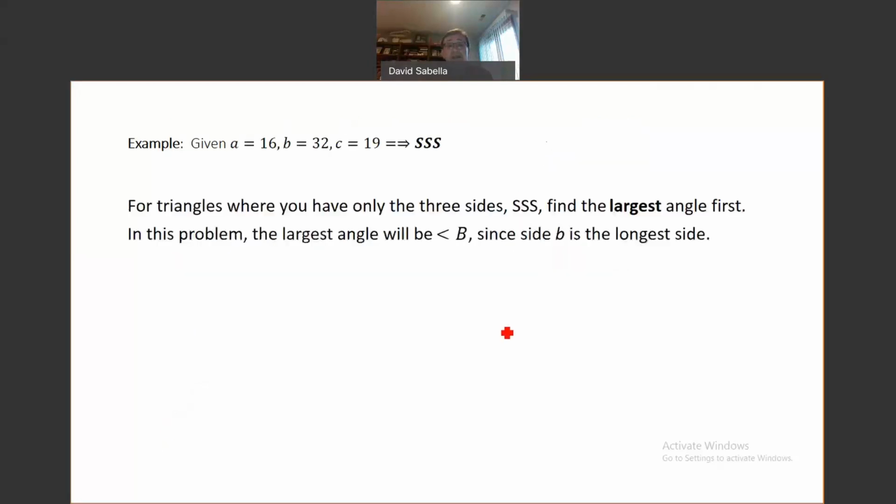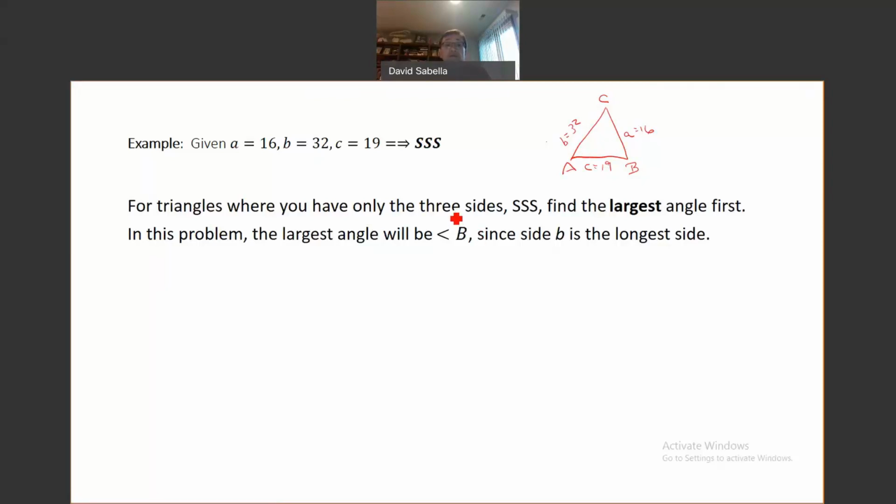Moving on. Let's do an example where we're given the three sides. So I'll draw another picture. I've got angle C, angle A, angle B, and I'm given that A equals 16, B equals 32, and C equals 19. And you'll notice we're missing all the angles. We have to find that.